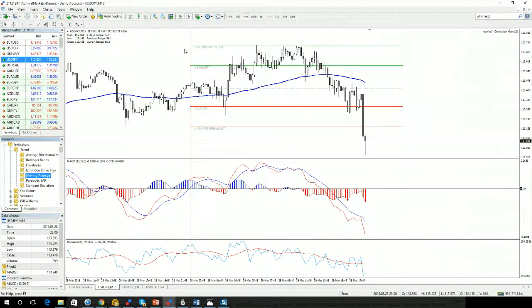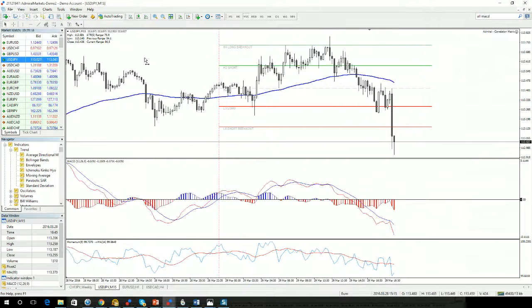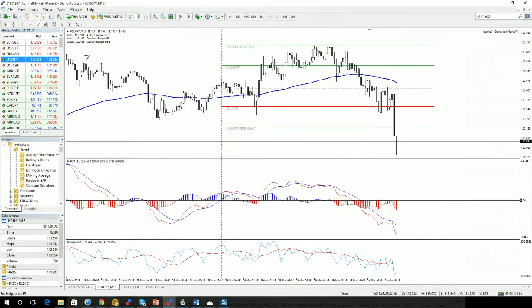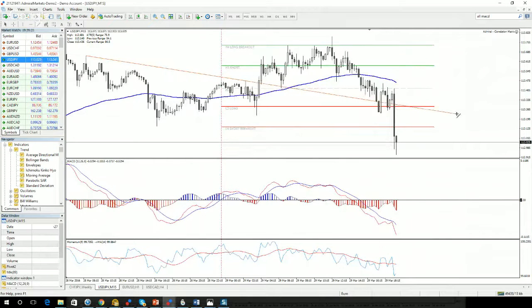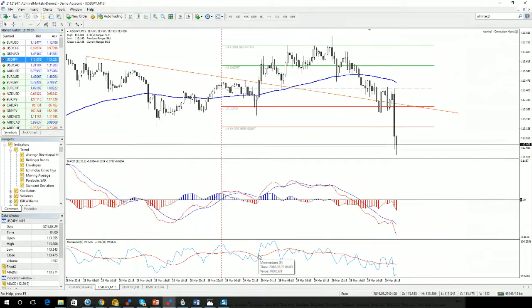For example, if you see a trend line like this, let's see if there is a trend line. Yes, there is. Look at this. Momentum broke its SMA here, and this was actually a breakout here. You see? That is how you can do it also.